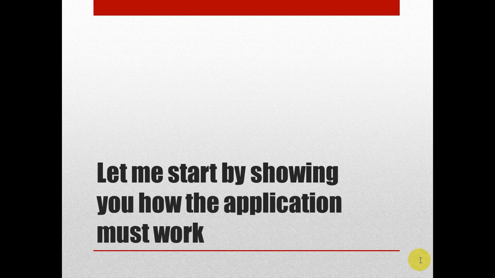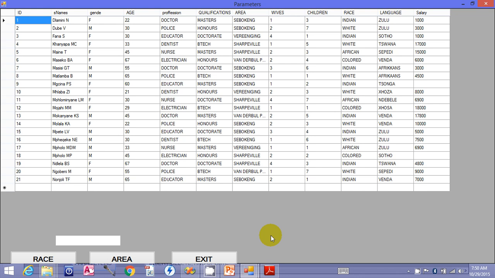Let me start by showing you how the application must work. When we load the program, our application must show everything. In other words, our criteria is that we must show all the fields, names, and everything that is there in our table.